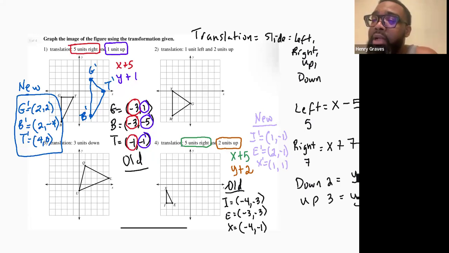Now let me go ahead and plot those. 1, -1 is right here. This is my new letter I. I'm going to have 2, -1. Really close, right? Oh, it's +2. I'm sure that's right. -3. That's not right.